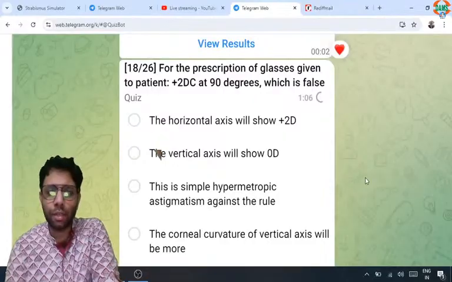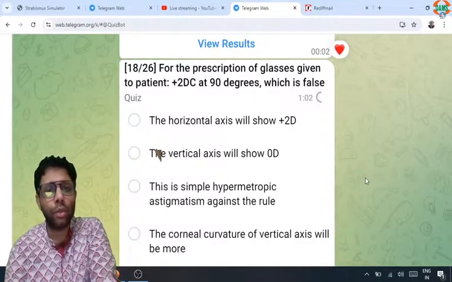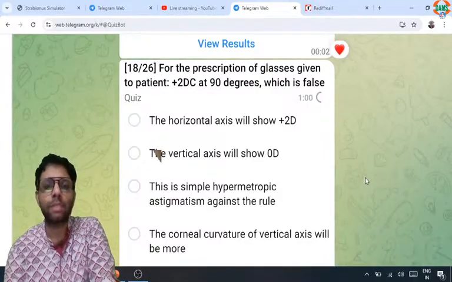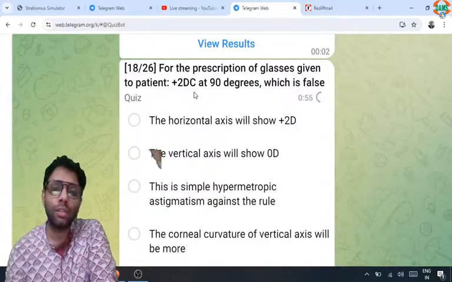For the prescription of glasses, expect one question because this was recently asked. The patient was having only +2 diopter cylinder, meaning astigmatism is there, that's why cylinder is put. Now the student will ask, sir, where is the spherical? There is no spherical, consider it 0.